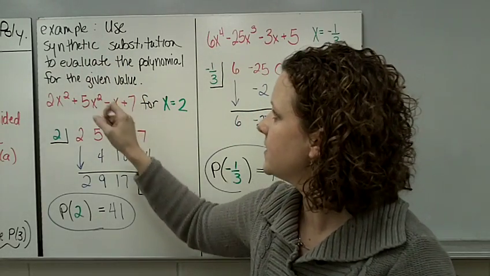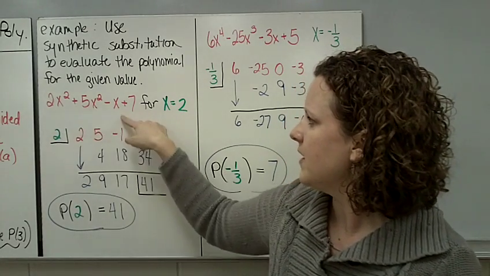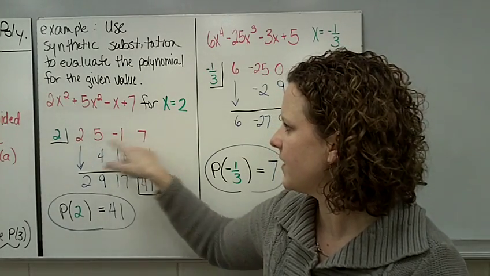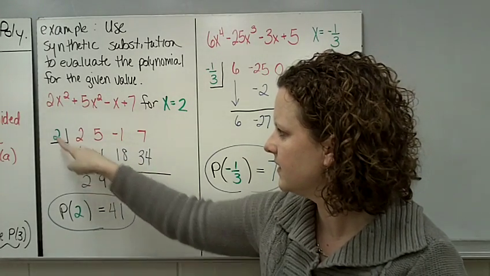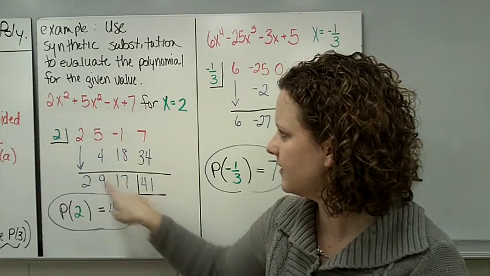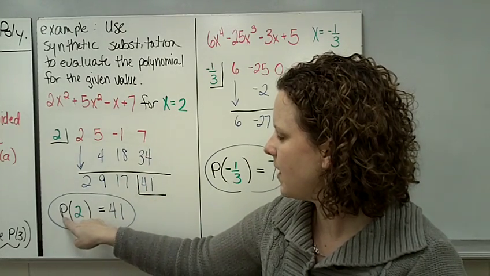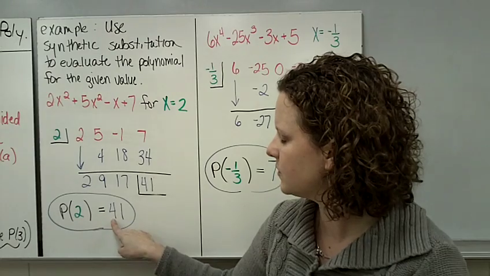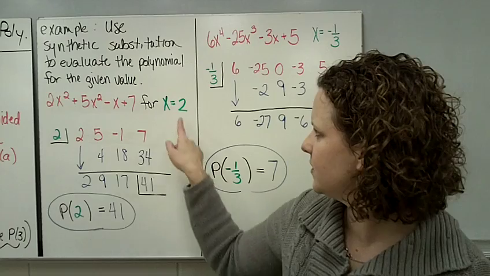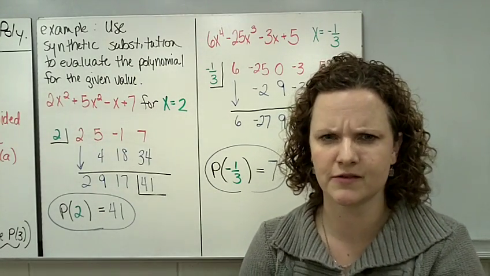Example: use synthetic substitution to evaluate the polynomial for the given value. So here's your polynomial, evaluate it for x equals 2. Set up your synthetic division. We have all of our coefficients here, drop the 2 down. 2 times 2 is 4, add. 2 times 9 is 18, add. 2 times 17 is 34, add. That's your remainder. So your polynomial evaluated at 2 equals 41. Personally, I think this is a lot easier than substituting 2 in for each one of these values, crunching numbers, and hoping you didn't drop a negative somewhere.